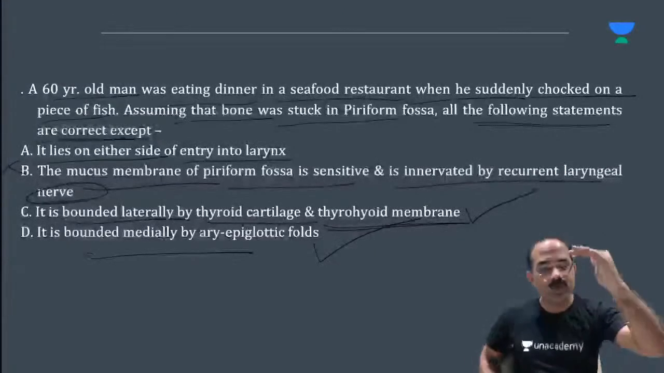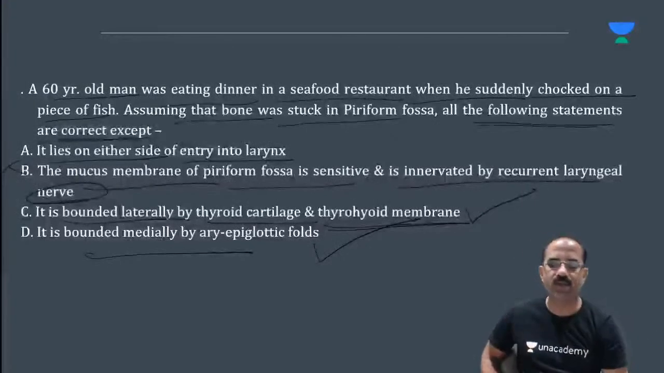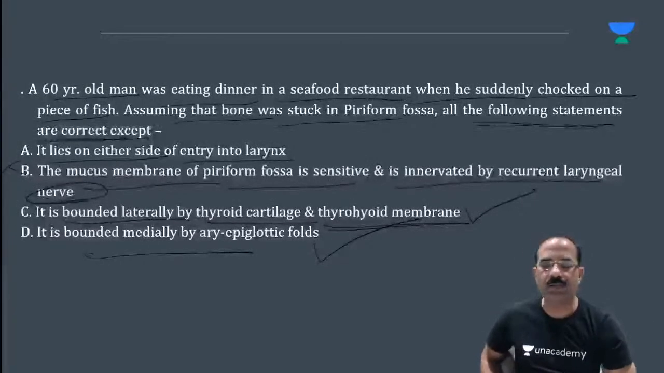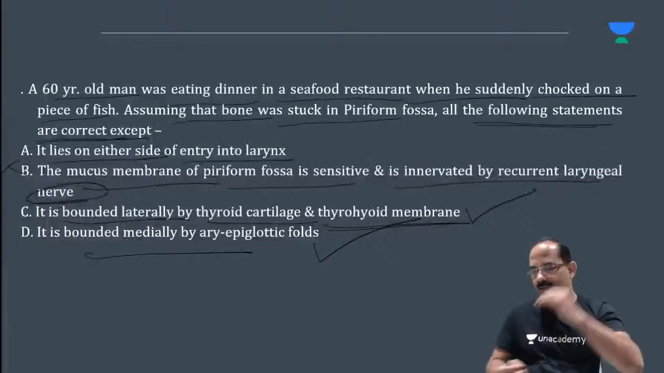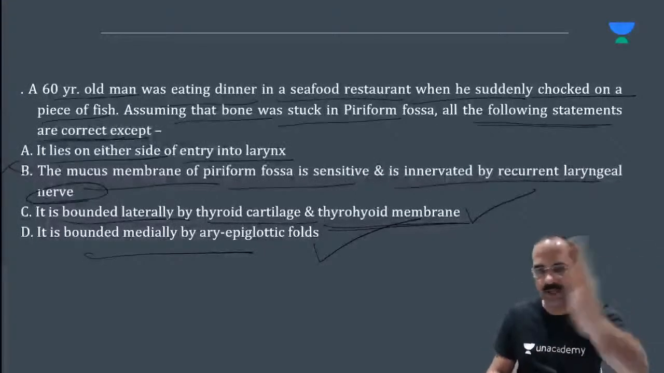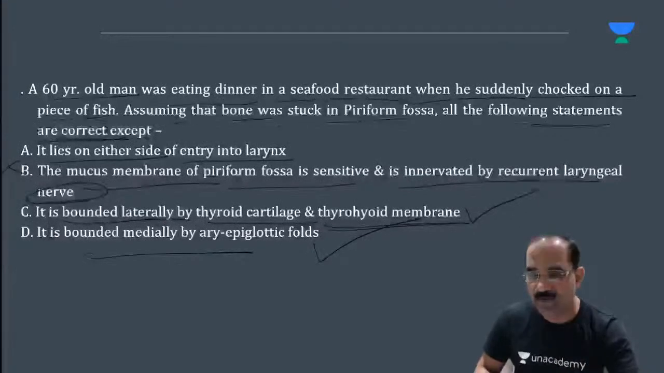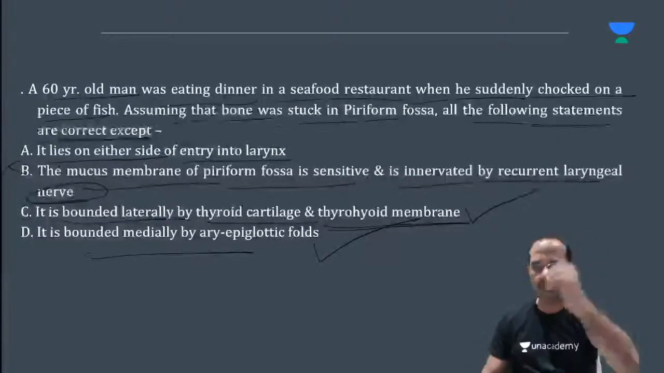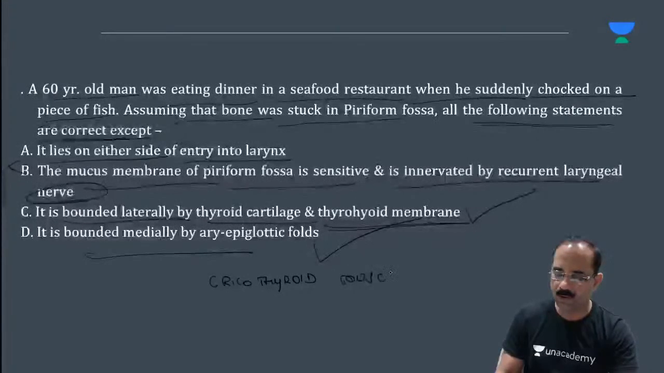Yes. And tell me, who supplies the sensory supply of the larynx below the vocal folds? Students, who supplies the sensory supply below the vocal folds? That's the recurrent laryngeal nerve. Internal laryngeal nerve is sensory. Agreed. And what is the external laryngeal nerve supply? It is motor. The external laryngeal nerve supplies the cricothyroid muscle.